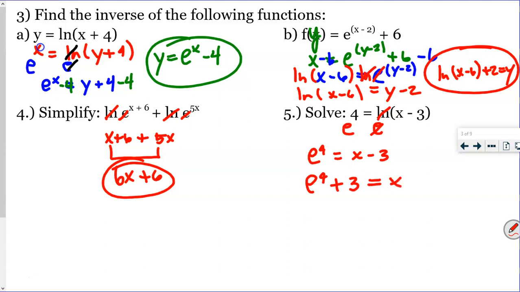So e to the 4th was 54.598. We're going to add 3 to that, and that's what is going to be equal to x. So we get 57.598. That's what x is equal to.